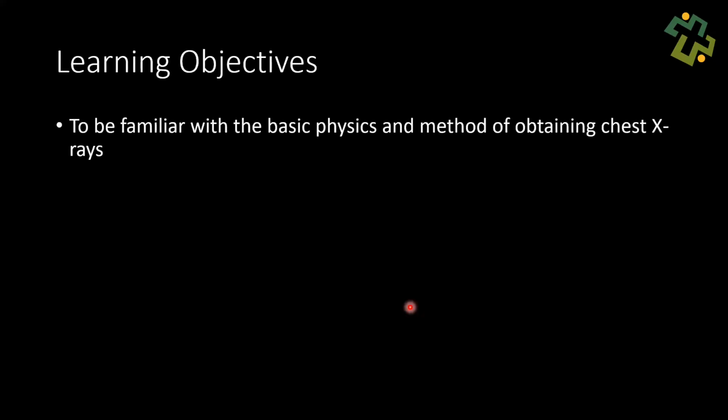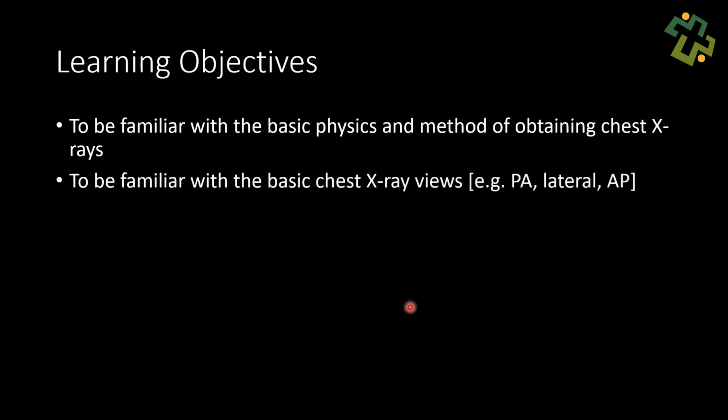Learning objectives of our first lesson. So our first lesson is looking at introduction and physics. So to be familiar with the basic physics and method of obtaining chest X-rays, and then to be familiar with the basic chest X-ray views, that's the posterior anterior, PA, lateral, or the so-called AP, anterior posterior.